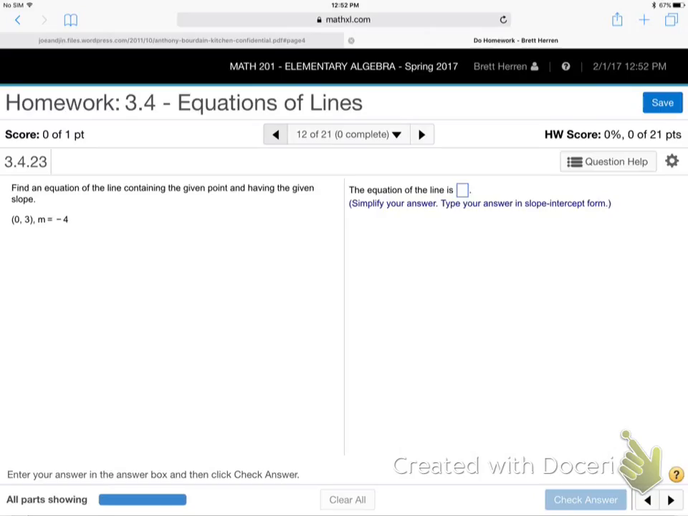Okay, try that one. What tag would you recognize on the test a week from Monday that would tell you to do this whole m equals thing? Find an equation of the line. Find the equation of the line. That's the tag. They'll never say that in any other situation.